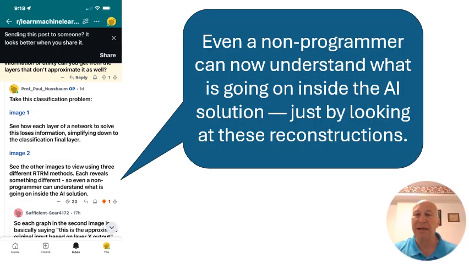So this is why I replied on Reddit the way I did. Even a non-programmer can now understand what's going on inside of the artificial intelligence solution, and they can just look at these reconstructions and find out more about how the neural network is really keeping or discarding data as it makes its way from an input to a final decision, whether it's classification, as in the case of this very simple toy example, a multi-layer perceptron, or a more sophisticated neural network that might involve audio or text or generative AI like a large language model. We'll take a look at those models in the book.